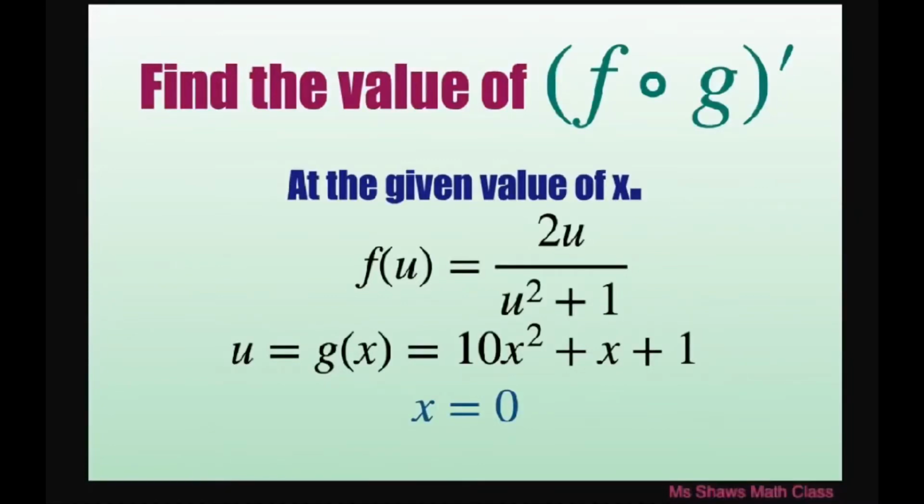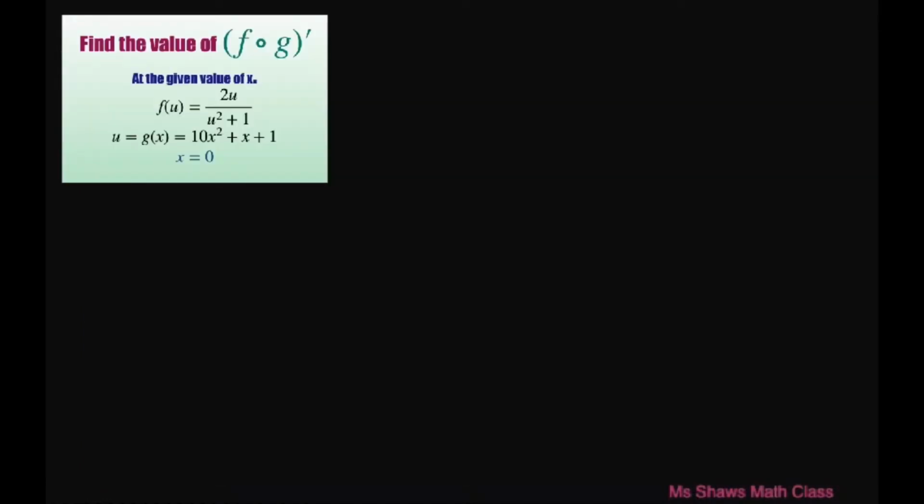Everyone, we're going to find the value of the derivative of f composed with g at the given value of x, which is x equals 0. We have f of u equals 2u divided by u squared plus 1, where u equals g of x, which is 10x squared plus x plus 1. So, before we start, let's look and see what we have.